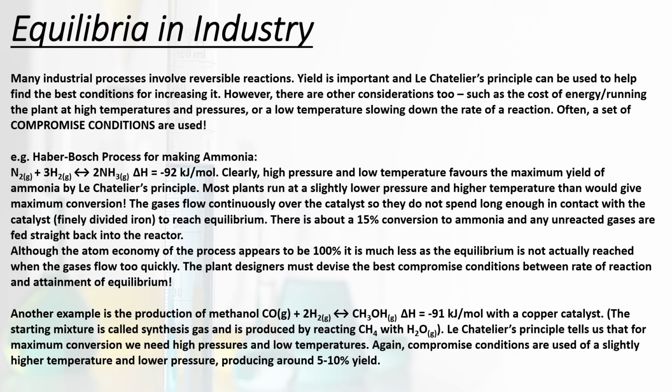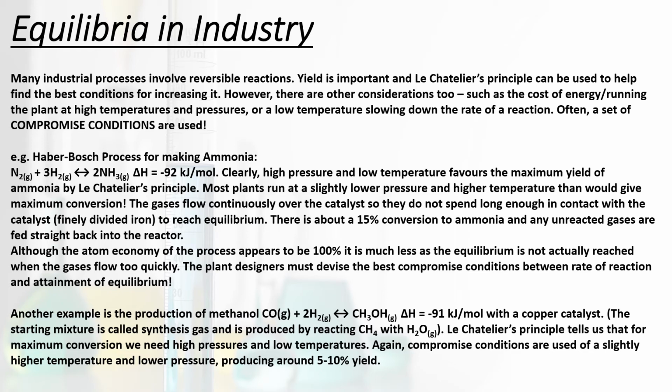Now we can also consider the atom economy of this reaction. And the atom economy for this is 100%. We only have one product, so all of the atoms from our reactants must go into making the product. And also, while the atom economy appears to be 100%, it's actually much less because the equilibrium is not actually reached when the gases flow too quickly. And so when we design the plant for this reaction, we have to devise the best compromise conditions between the rate of reaction. We want a quick enough rate of reaction, but if we have them flowing over the catalyst so quickly that they can't fully obtain equilibrium, we have to have this compromise between the two.